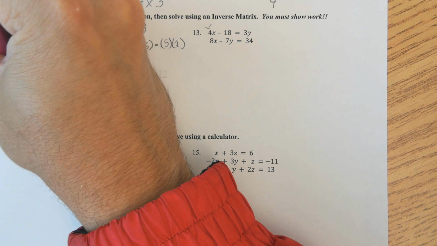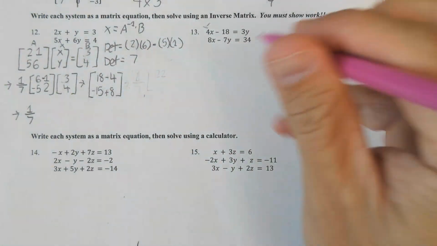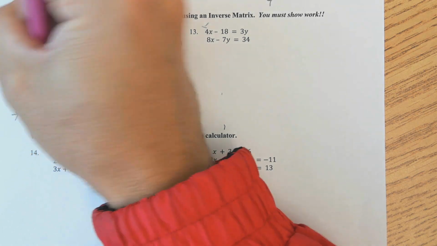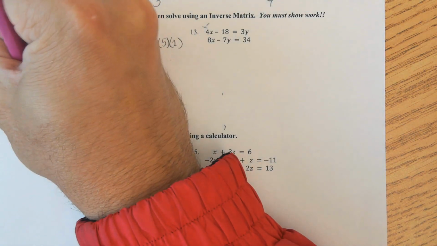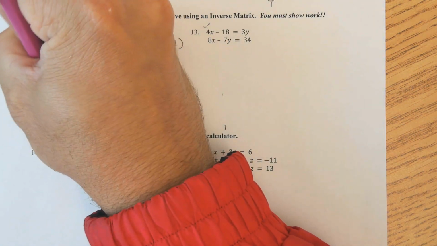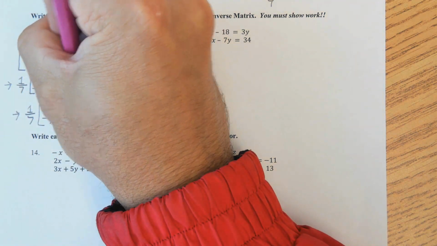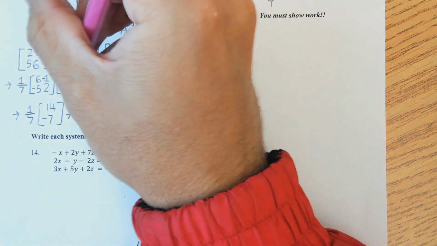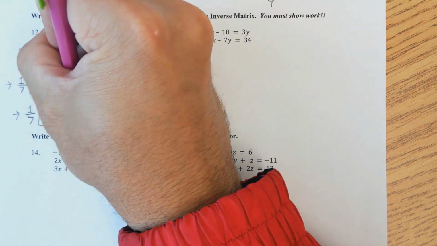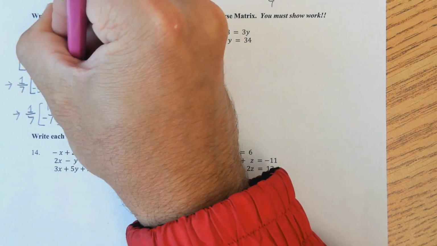So now you've got, I'm going to go down here. So now we're going to have 1/7 times 18 minus 4, 14, negative 15 plus 8, negative 7. And so your final answer is going to be this. You're going to have x equals 1/7 times 14, 2, 1/7 times a negative 7, y equals a negative 1.